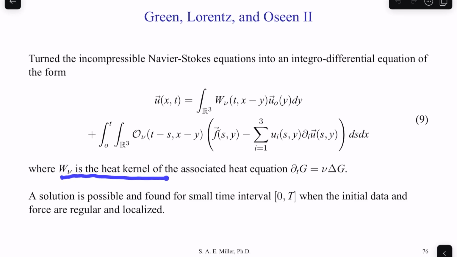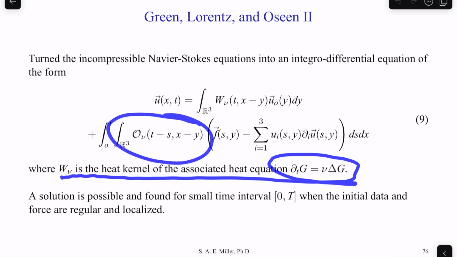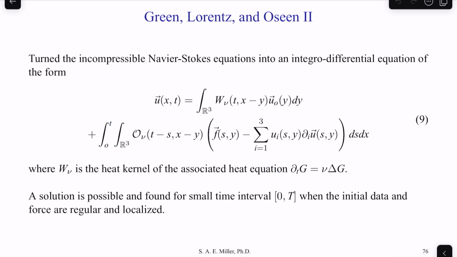W sub nu is the heat kernel associated with this Green's function. So it's the Green's function of the heat equation in an infinite space. And of course, this Oseen tensor is also defined for an infinite space. One could seek tailored forms of the Oseen tensor and the heat equation Green's function and construct tailored velocity fields. They're dependent on velocity and time. But remember, there's no nonlinear term. So this would be for a nice creeping laminar type flow.